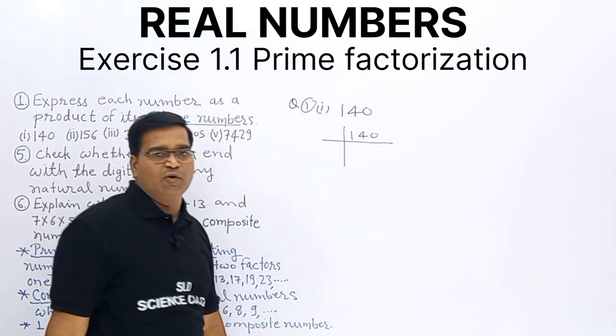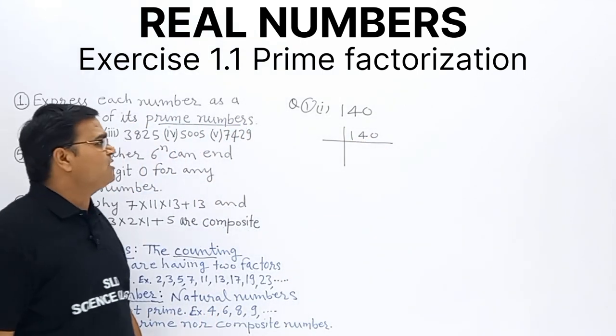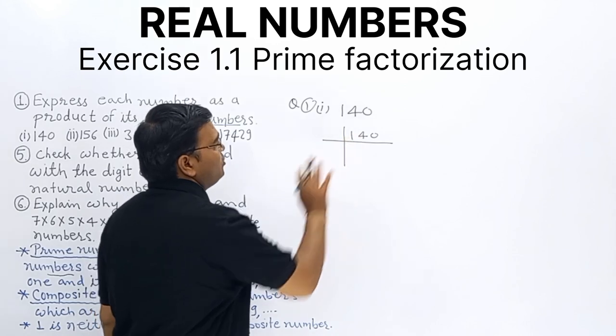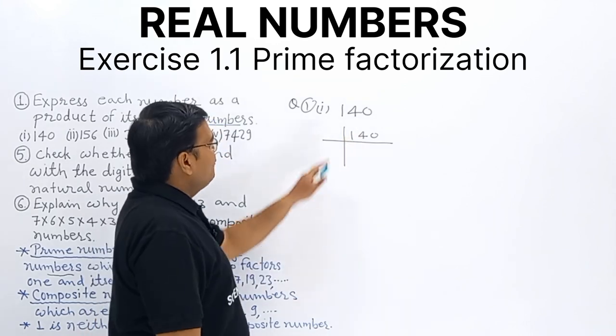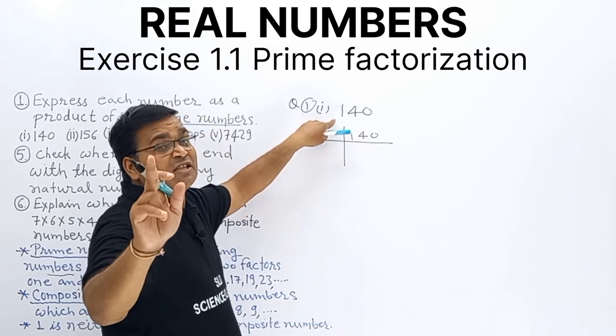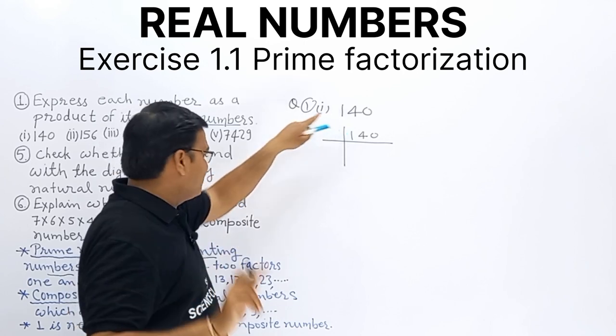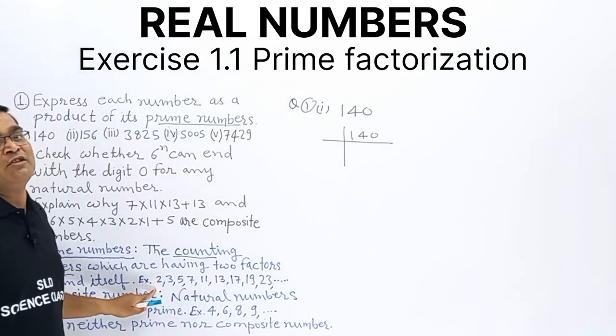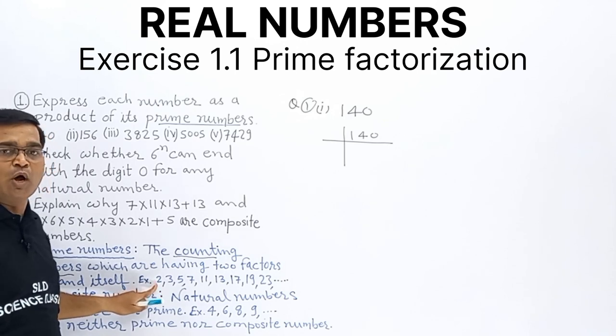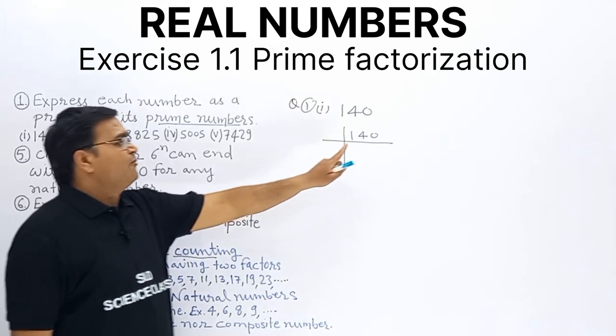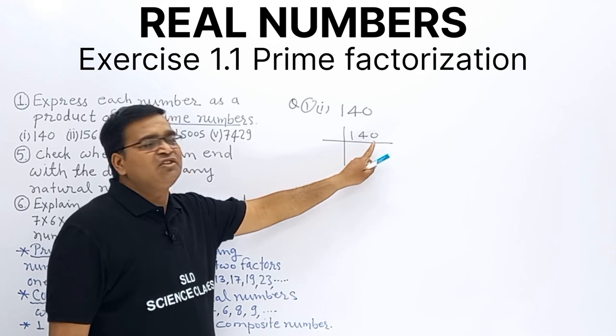140. Now this is the division method I am using. Now we want what? Prime factors. हमें क्या चाहिए? Prime factors चाहिए. So we will use prime numbers. First we use the smallest prime number. And the smallest prime number is what? 2. So first we use 2 to divide this number.